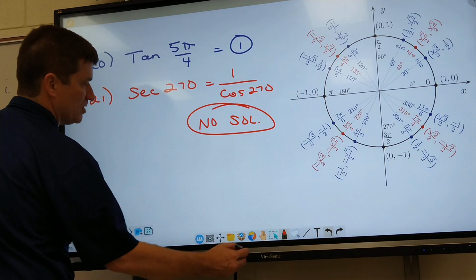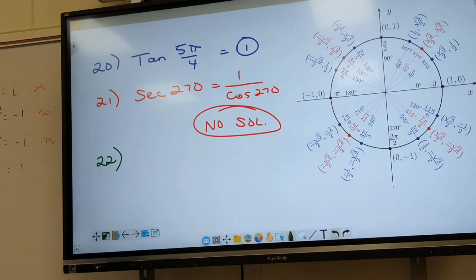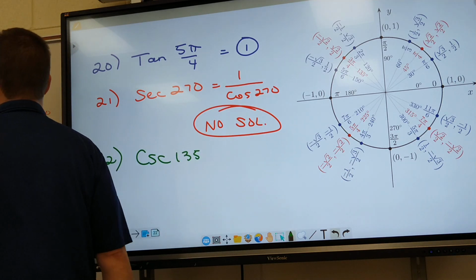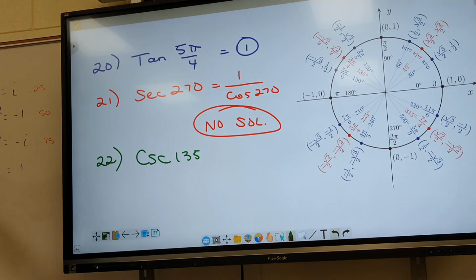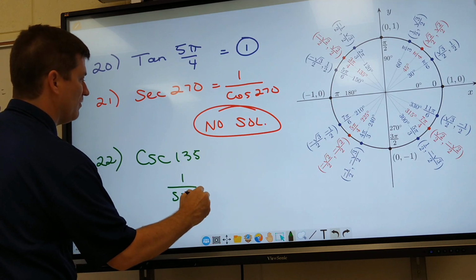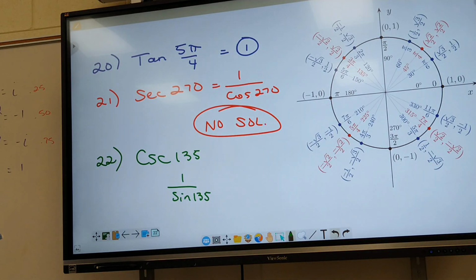All right, let's go to 22. Does 22 need to be in radian mode? Let's check. No. It's CSC of 135, so it's 1 over sine. We don't have a button for CSC, so you got to do it with this one. So it'd be 1 over sine of 135. Root 2.